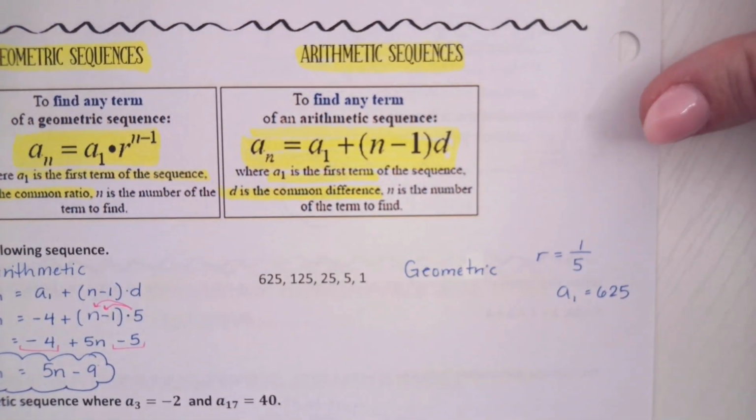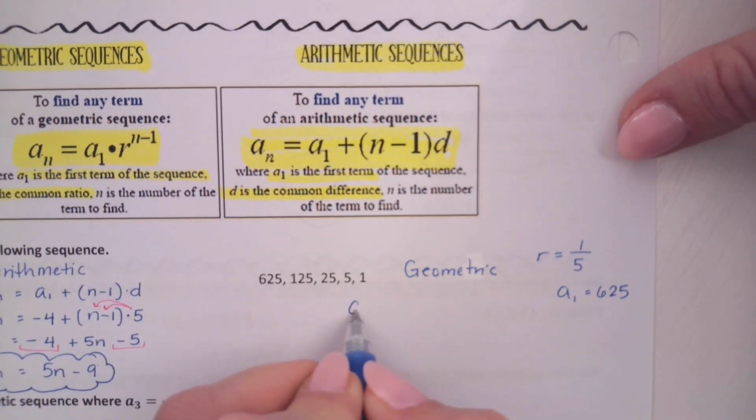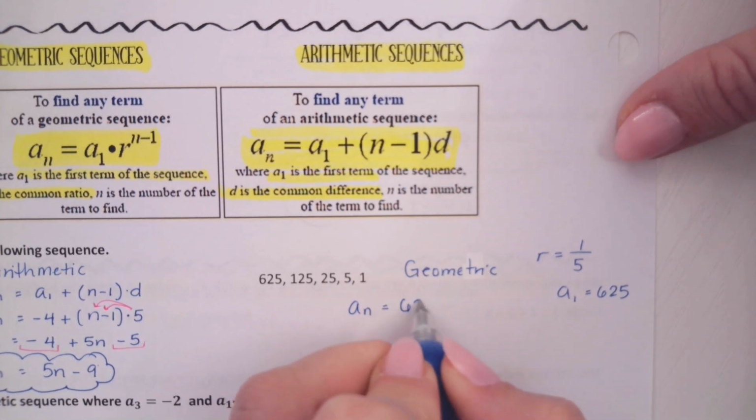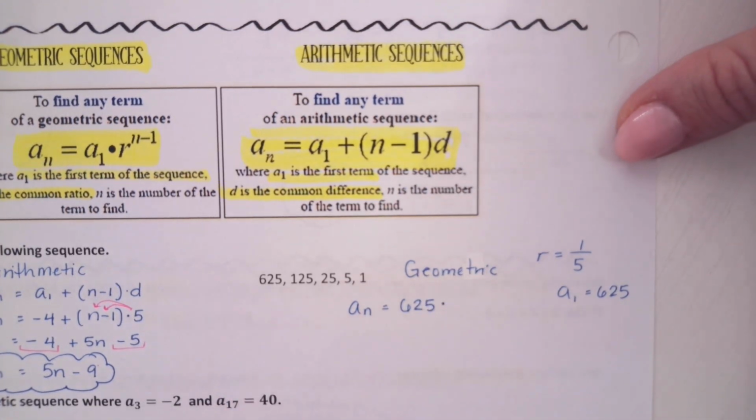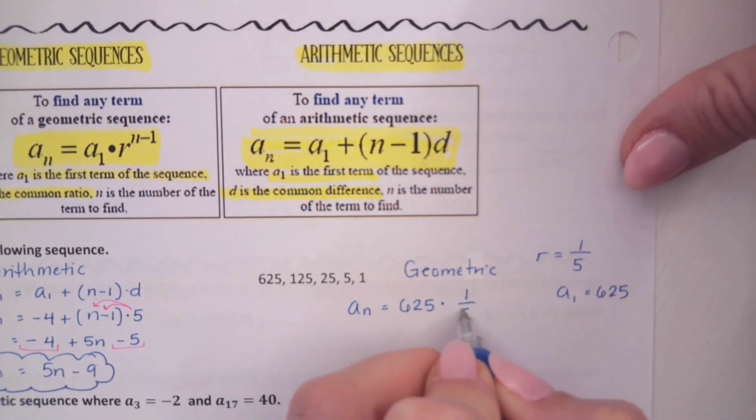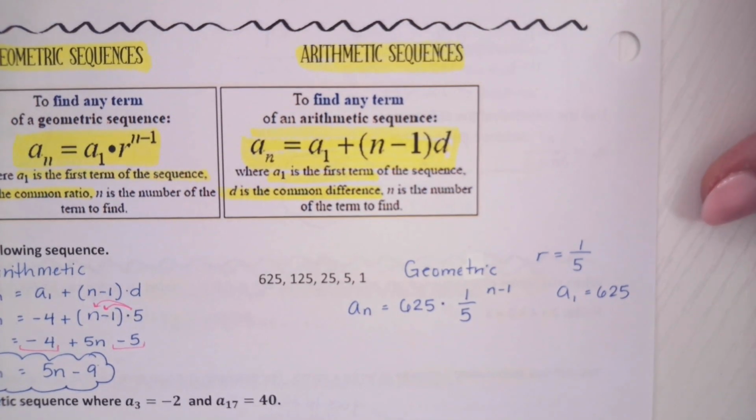Okay, we're going to substitute those two into our equation. So we'll have an, which is like a y equals. Then we'll have our a1, which is 625, times our common ratio. I'm going to purposely write this answer wrong, and then I'm going to see if y'all can figure out what I'm doing wrong. To the power of n minus 1.